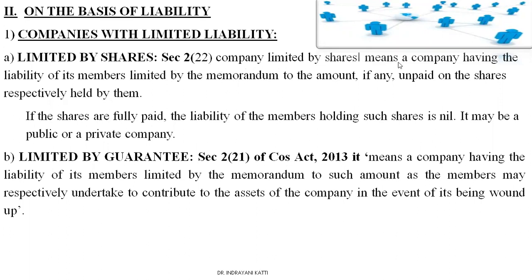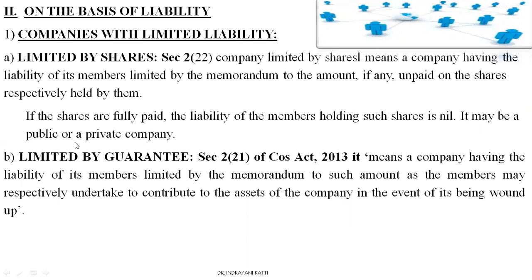Company limited by shares means what? A company having the liability of its members limited by the memorandum to the amount, if any, unpaid on the shares respectively held by them. That's why I told you liability is limited. The owner's liability is limited to the amount which remains unpaid on the share value, right? If you have not yet paid the share amount completely, to that extent the owner is held liable. And if the shares are fully paid, the liability of the members holding such shares is nil, no liability at all. Okay.